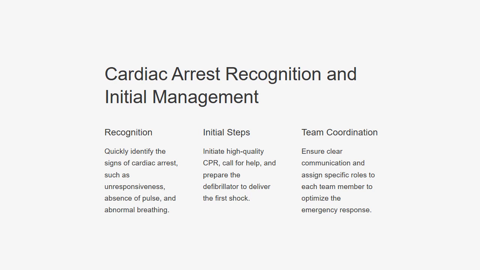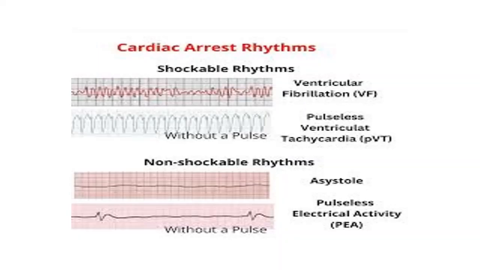Again, effective team coordination, that is, ensure clear communication and assign specific roles to each team member to optimize the emergency response. That is, ask somebody to call up and declare code blue. Ask somebody to bring the crash trolley. So there should be effective coordination among yourselves, right?